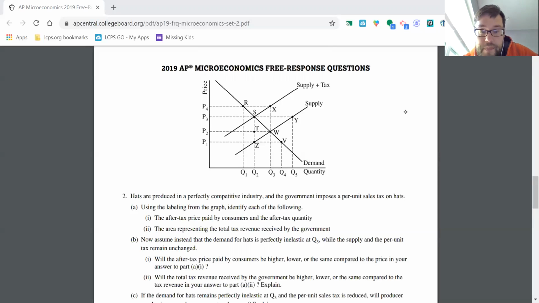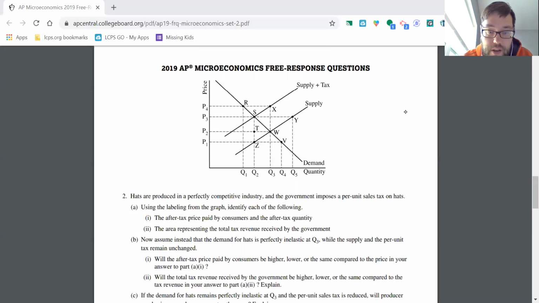Part two, will the tax revenue received by the government be higher, lower, or the same compared to the previous answer? Well, now we're up here, right? So we have to go to the supply curve. And it should be larger. The quantity is going to be higher, and the price is also going to be higher. However you want to phrase that, this should be higher.